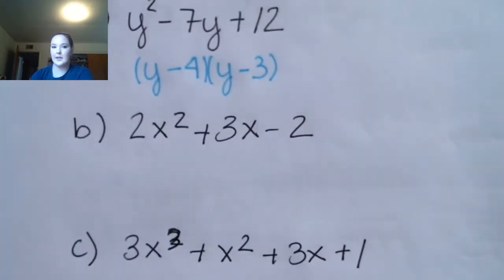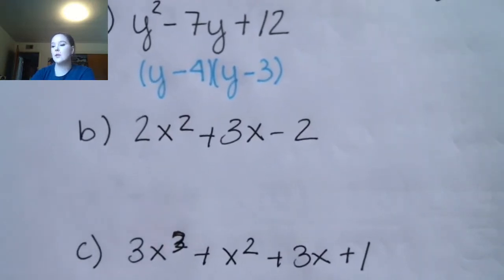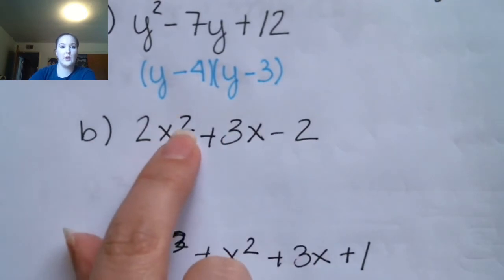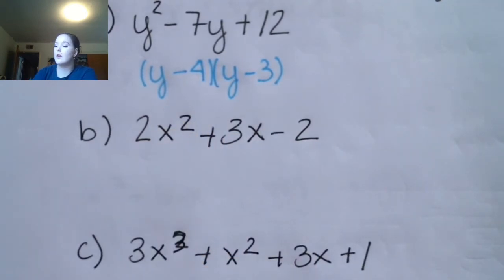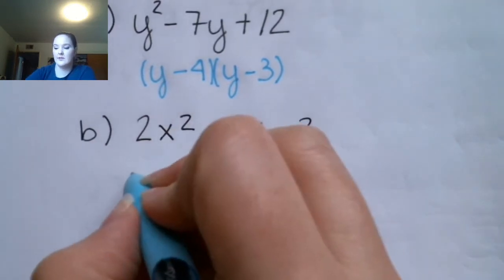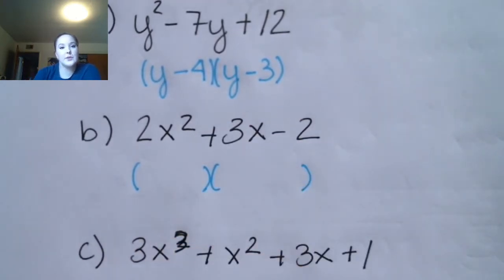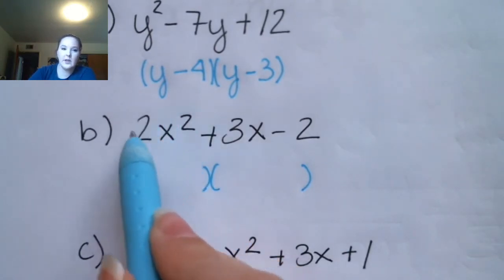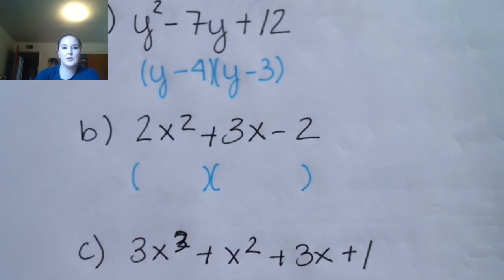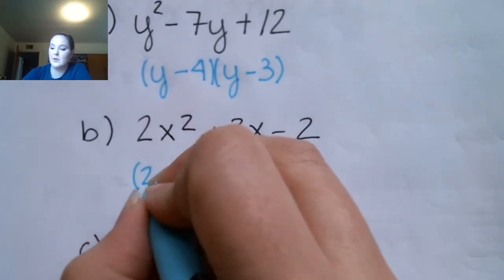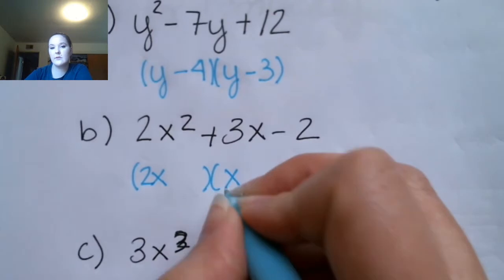In part B, we can see that we still have a trinomial, three terms. It's still quadratic, meaning we have x squared, but we don't have 1 as a leading coefficient. We're still going to break it into two binomials. So we're looking for something that would multiply to 2x squared. What multiplies to 2x squared? It has to be 2x and 1x.